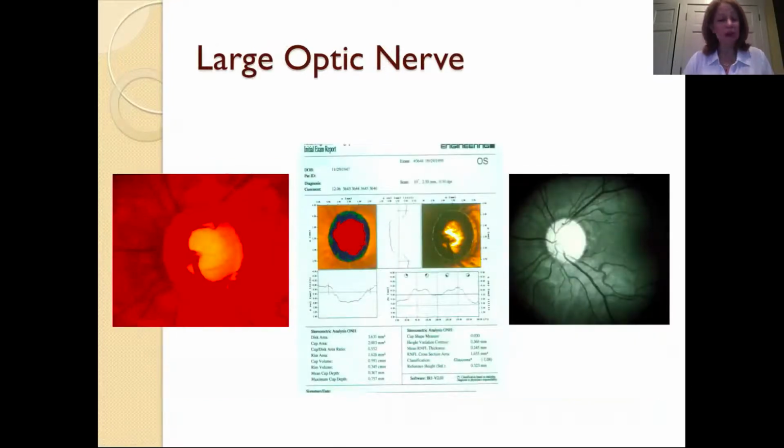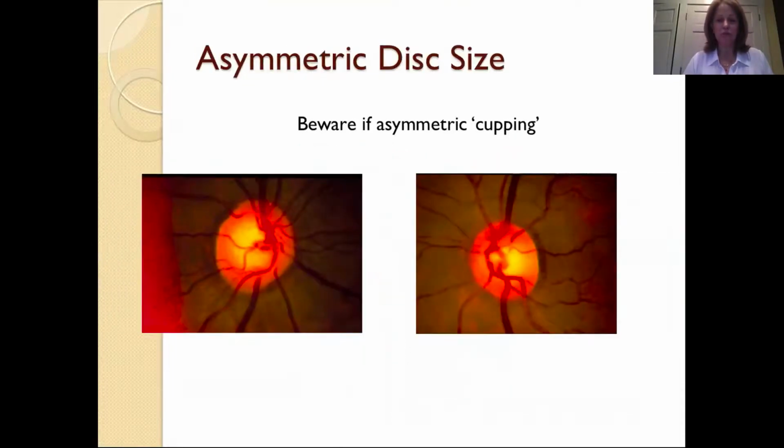And then the flip side is that you can have large optic nerves, and some of these optic nerves can be normal. One thing to really watch out for is a patient that has asymmetric disc sizes. This is a patient that was sent to me because the patient had asymmetric cupping. The doctor thought that there was asymmetric appearance in the cup of the optic nerve, and that is true. This eye definitely does have a larger cup than this eye, but this optic nerve is about 1/3 larger than this optic nerve. So if you see asymmetric cupping, one of the first things to look for is asymmetric disc size.